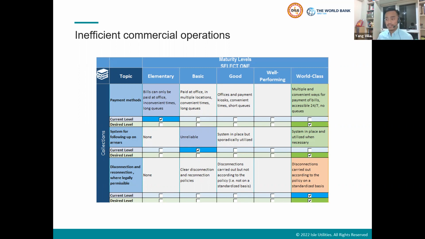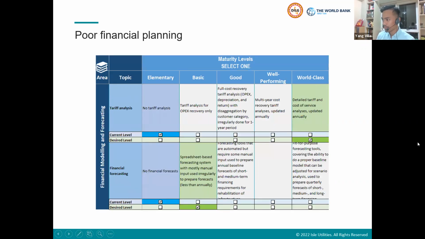The good thing about this utility example is that they do have a disconnection and reconnection policy, and they carry it out on a standard basis. Some utilities that we have worked with in this rollout, unfortunately, do not carry out disconnections on a standardized basis because of things like politics and other issues where they cannot enforce the disconnection policy.